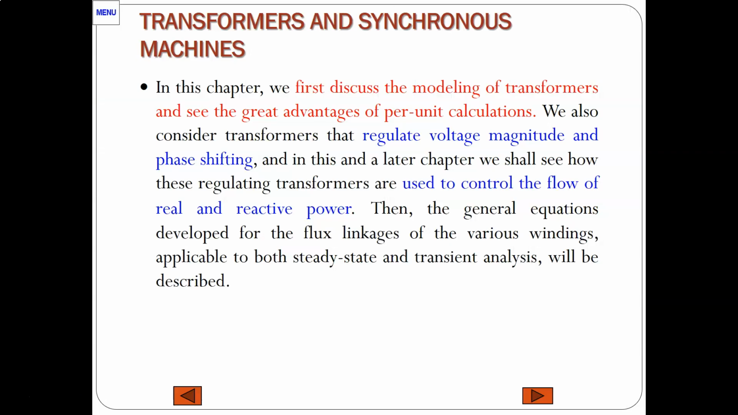In this chapter we first discuss the modeling of transformers and see the great advantage of per unit calculations, as we started on in the previous chapter. We also consider the transformers that regulate voltage magnitude and phase shifting. In this and a later chapter we shall see how these regulating transformers are used to control the flow of real and reactive power, especially in the power and load flow lectures. Then the general equations developed for the flux linkages of the various windings, applicable to both steady state and transient analysis, will be described here now.